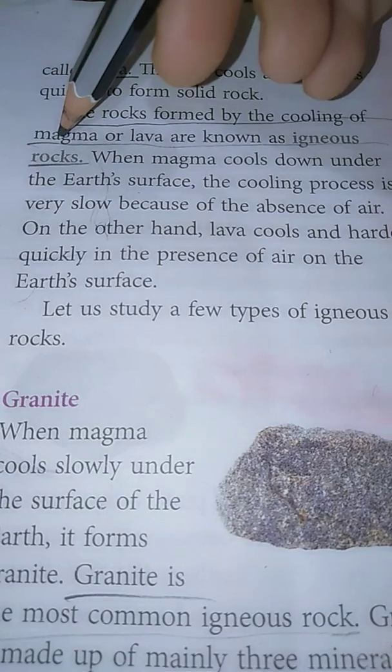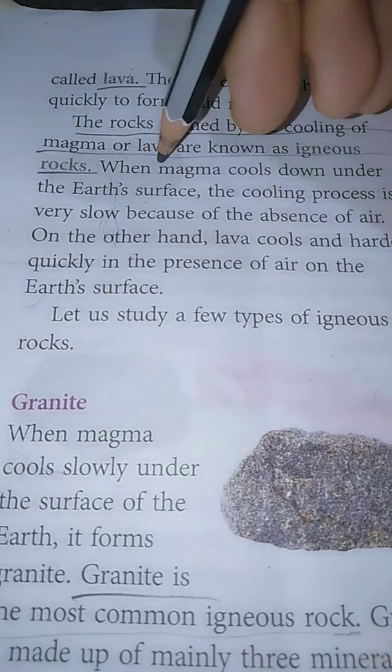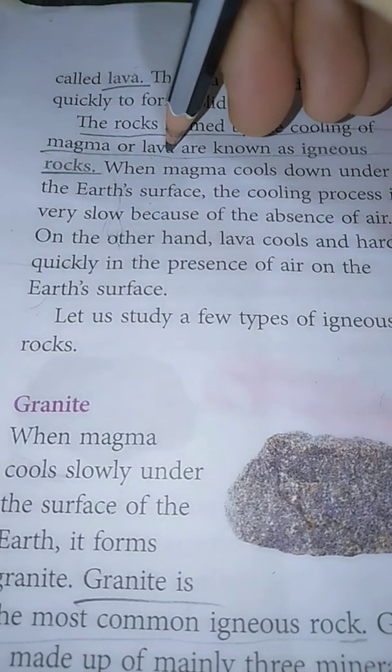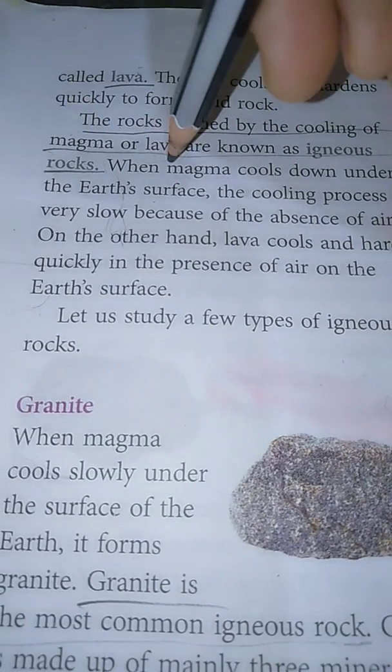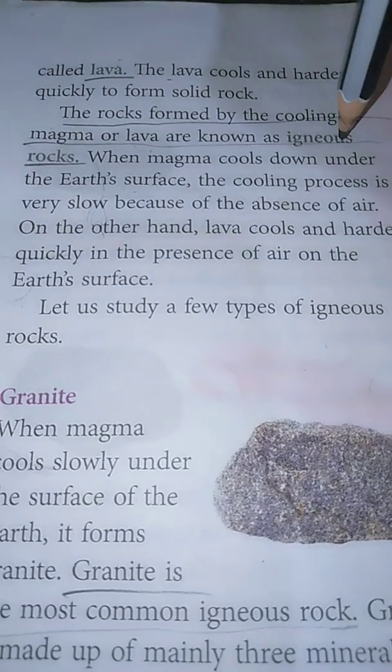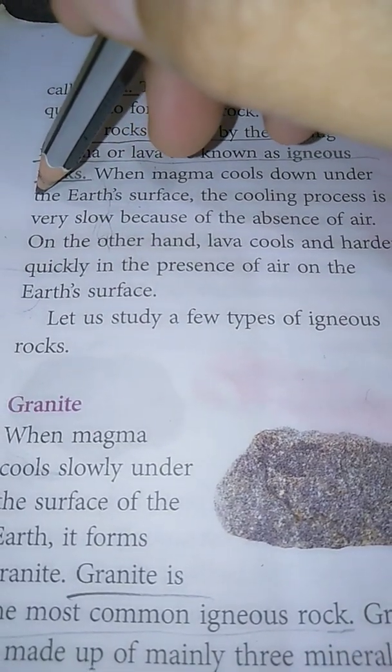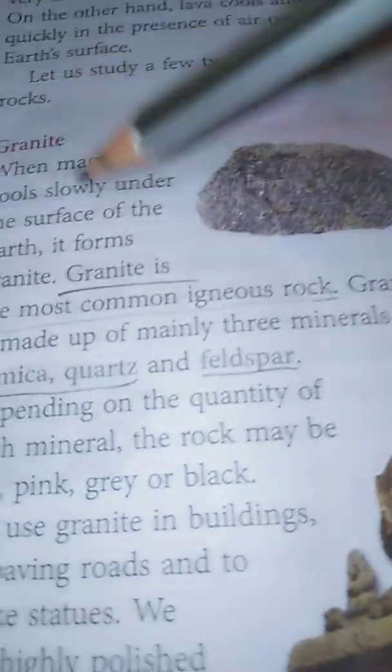Magma means the molten rock inside the earth, and lava means the molten rock which comes out in the form of volcano. By the cooling of magma and lava, the rocks which are formed are called igneous rocks. Now let us study some types of igneous rocks.